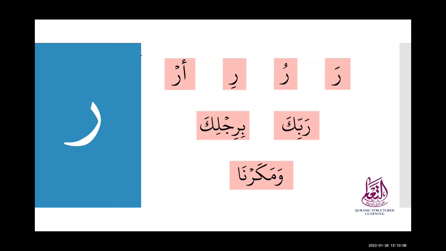The ra is one of those letters that when it is sakin, you stay on it just for a little bit. Not too long, so we don't say wa makarna too long. Somewhere in between. It's known as a tawassut letter. This is when it has a sukoon on it. Not too long, not too short. Wa makarna.